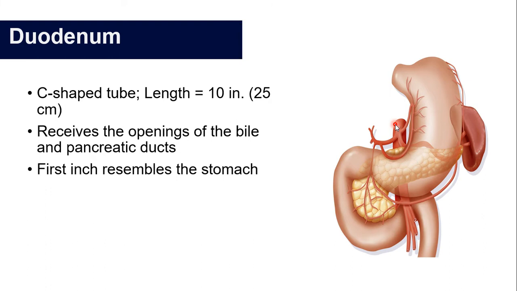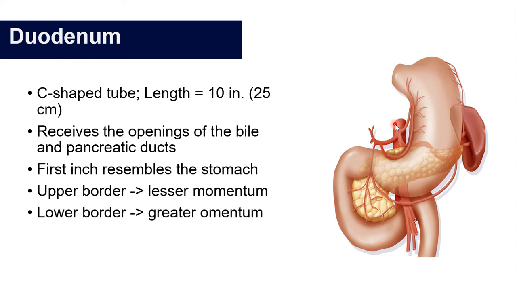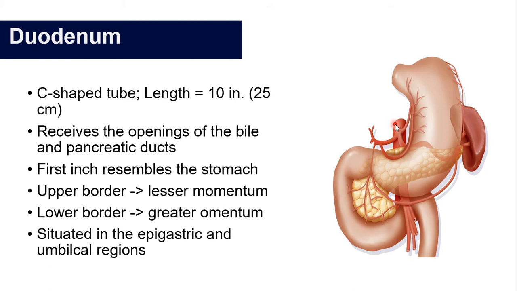And of course, the first inch of the duodenum resembles the stomach. In this case, it is covered on its anterior and posterior surfaces with peritoneum and has the lesser omentum attached to its upper border. And in its lower border, the attachment is at the greater omentum. Now, the remainder of the duodenum is retroperitoneal, being only partially covered by the peritoneum. So it is actually situated in the epigastric and in the umbilical region.